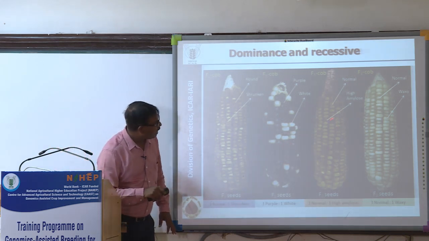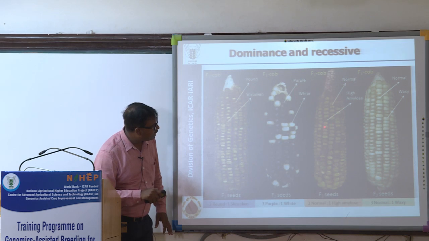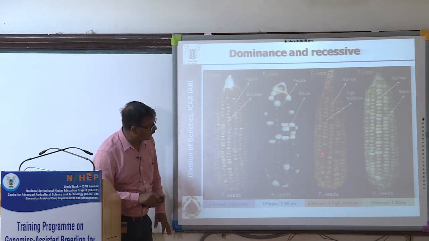Here, I don't know if it is clear or not, there are some yellow grains and these are all pale looking grains, isn't it?